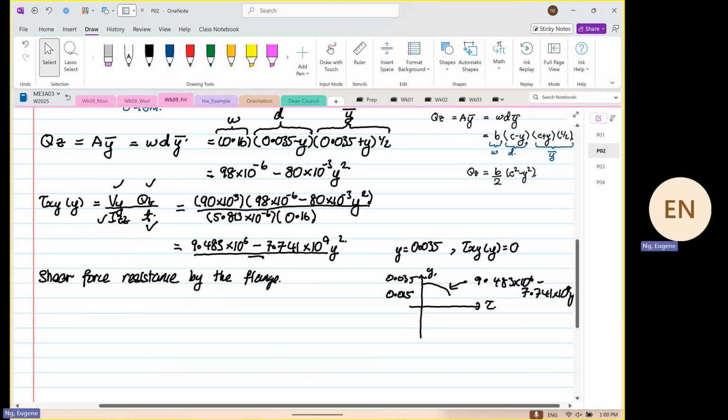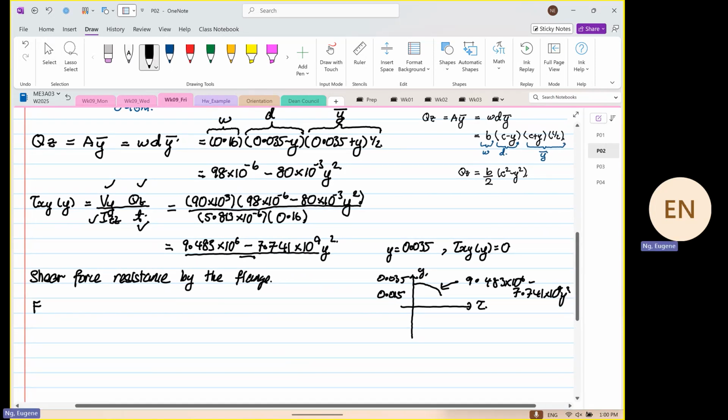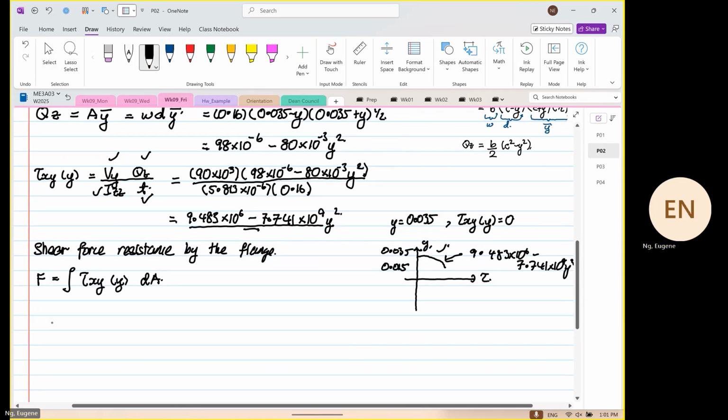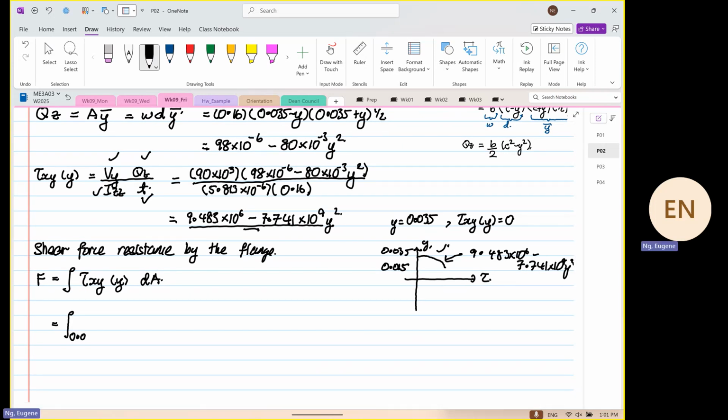So to find the shear force resistance F, all we need to do is we just integrate shear xy as a function of y dA. That's it. That is the purpose of deriving the distribution equation. Are we clear? Or you can sketch this. So from here, we are going to integrate, and we know that the lower bound is 0.015. The upper bound is 0.035.